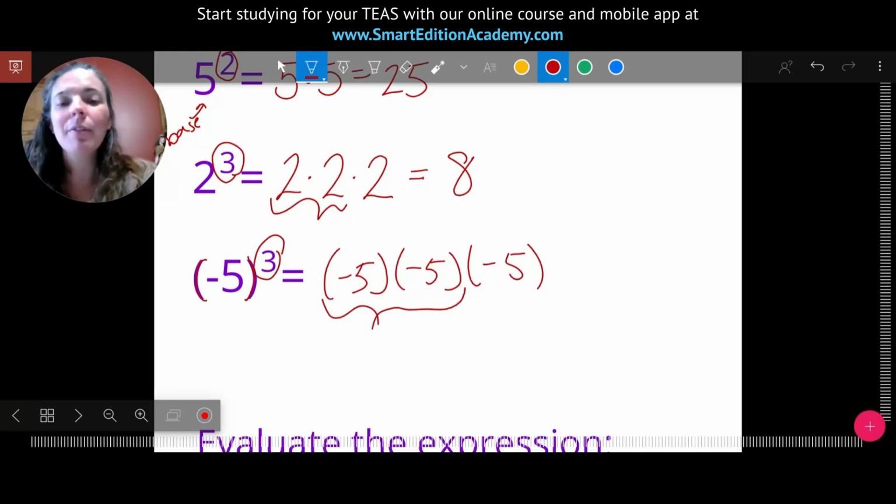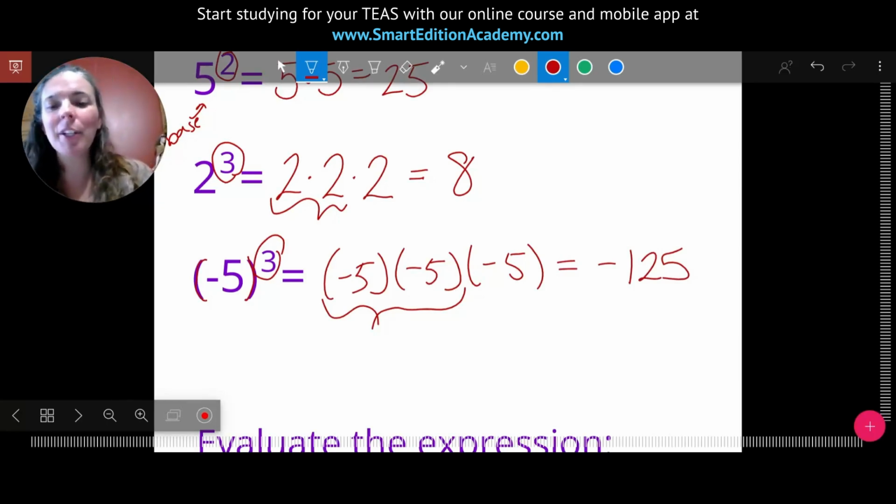-5 times -5 would give me 25, times a -5 again would leave me with -125 as my solution. Okay, so you can use your calculator to help you with these exponents, but it's just important to know what they mean when you see them.